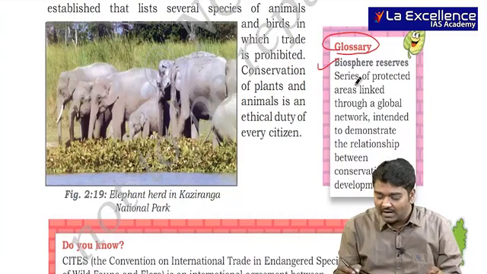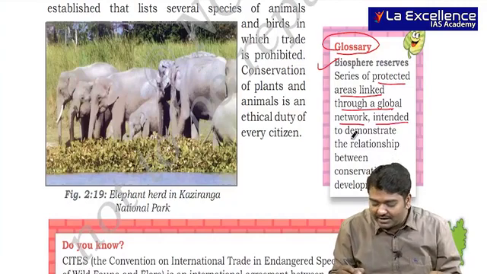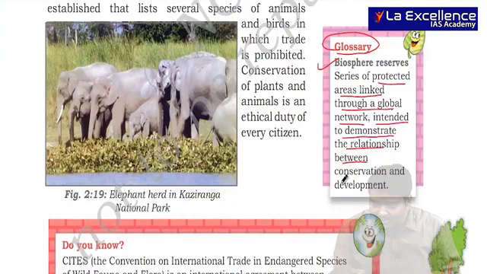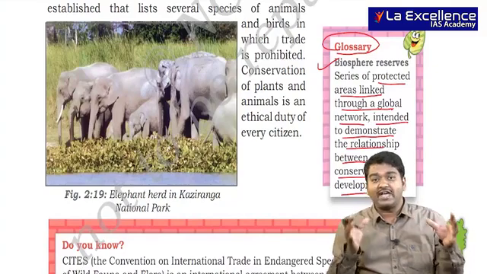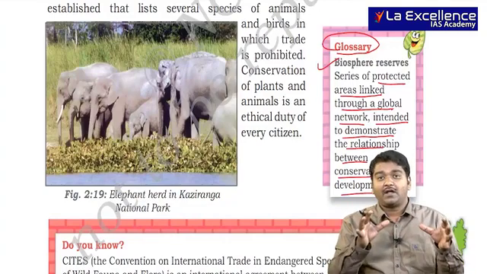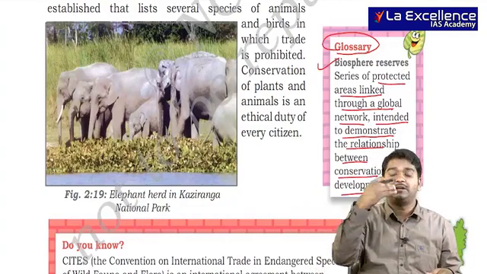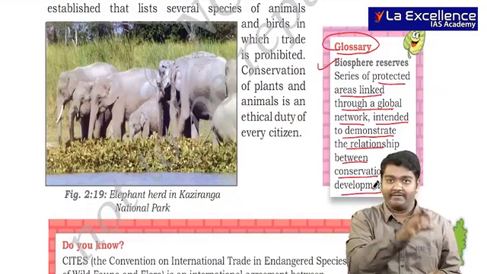What exactly is it? A series of protected areas linked through a global network, intended to demonstrate the relationship between conservation and development. In biosphere reserves, we protect the organisms and the forest in such a way that development activities will be avoided in this region and sustainable development will be seen in this region.